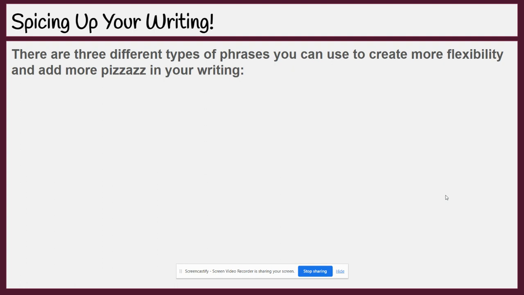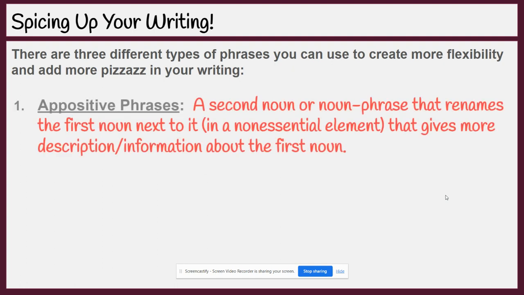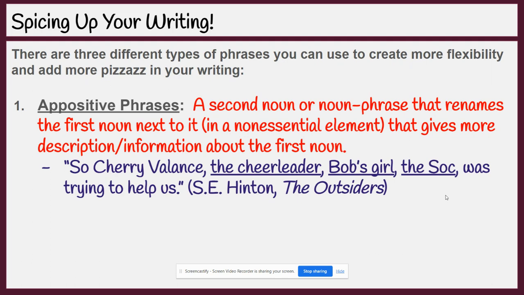Well, there's three different ways that you can add more flexibility and pizzazz into your writing. The first one is through appositive phrases. We've talked about appositive phrases before when we were referring to the comma rules because we usually set appositive phrases off with commas. So, an appositive phrase contains a second noun or noun phrase that renames the first one and it gives it more description or information. So, right here. So, Cherry, the cheerleader, Bob's girl, the Soch, was trying to help us.